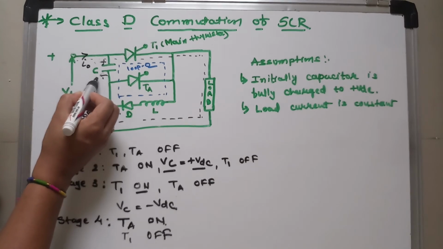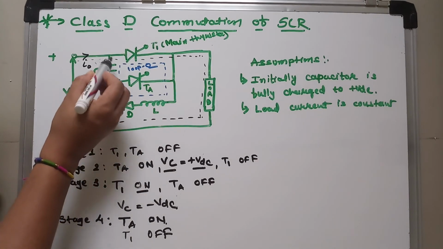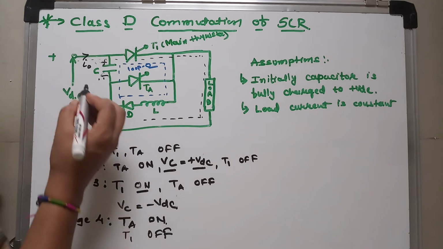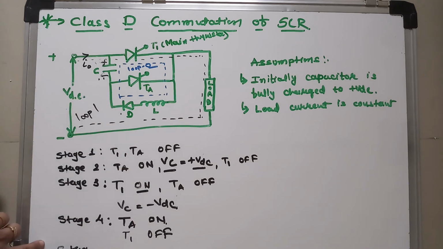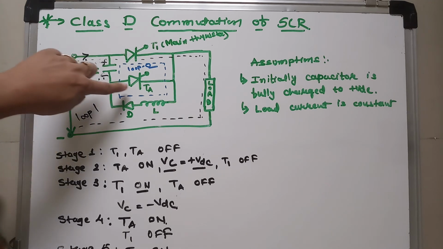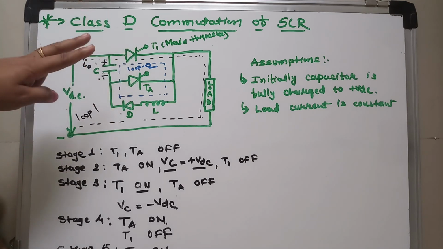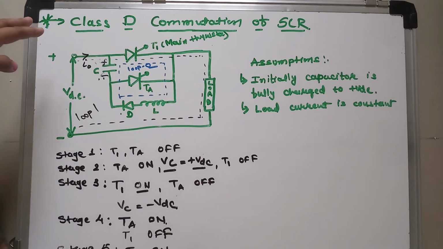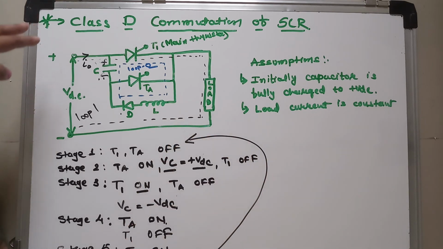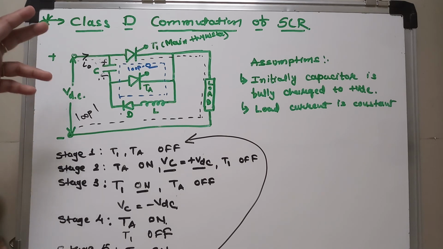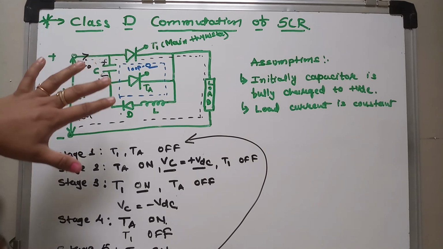And when it is fully charged to plus VDC, then in stage number 5, TA is on and VC is again charged to plus VDC. When it is fully charged, the anode current through TA is 0 and TA is turned off. So both thyristors are turned off and the cycle repeats, meaning it again comes to stage number 1. This way, there is the working of class D commutation.